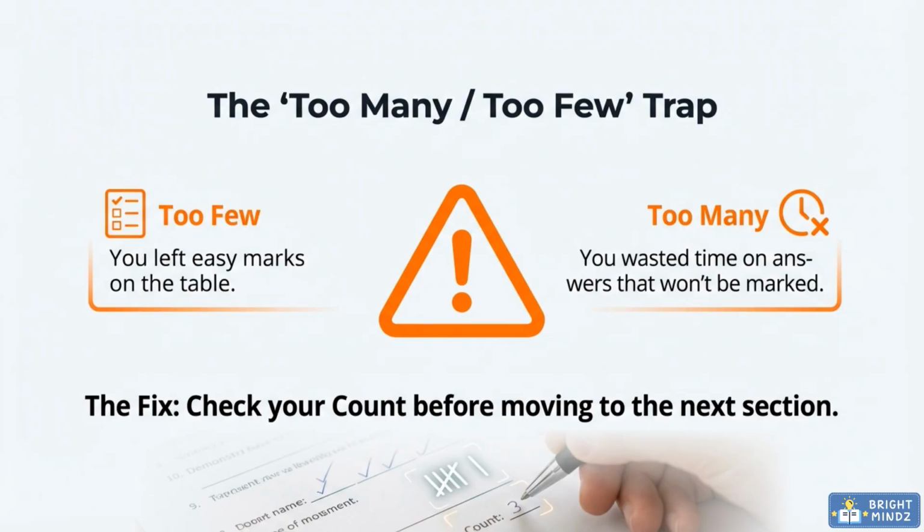There's a simple but expensive mistake many students make with choice questions: answering the wrong number. If you answer too few, you've thrown away easy marks you were allowed to score. If you answer too many, you've spent precious minutes on answers the examiner will ignore. Your fix is a tiny routine. Before you leave any section, pause. Count how many questions you were required to attempt. Count what you actually answered, and only then move on.